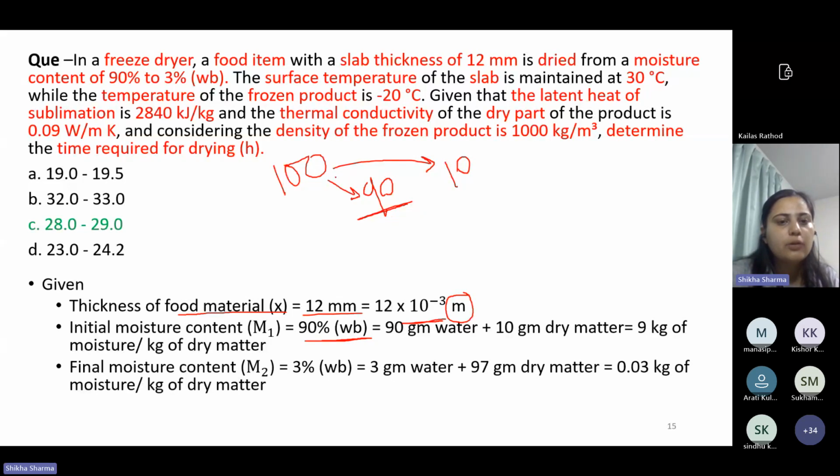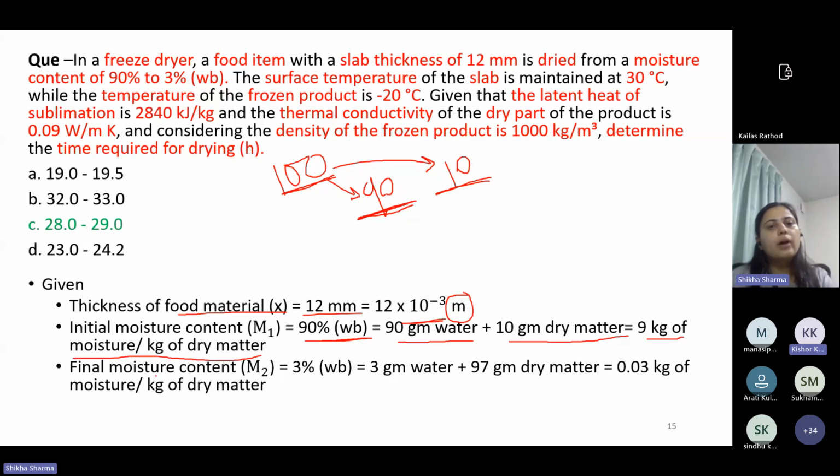So if we are talking about 100 grams of the total product mass, and there is 90% wet basis moisture content, that means 90 gram is the water in that product, and only 10 gram is the dry material. Also, we can say that if we talk about kg, then 90 kg water in 10 kg of dry material. So that is 9 kg of moisture in 1 kg of the dried material.